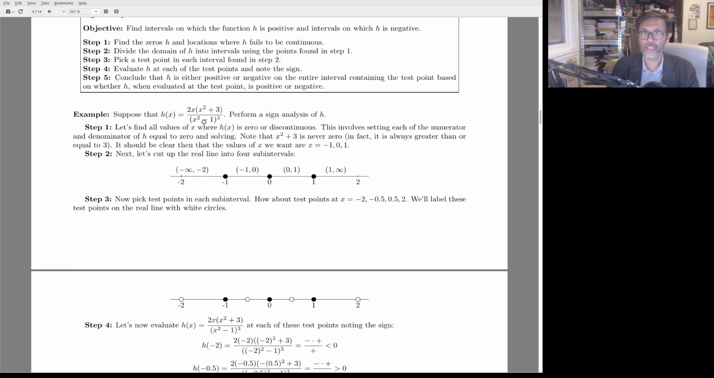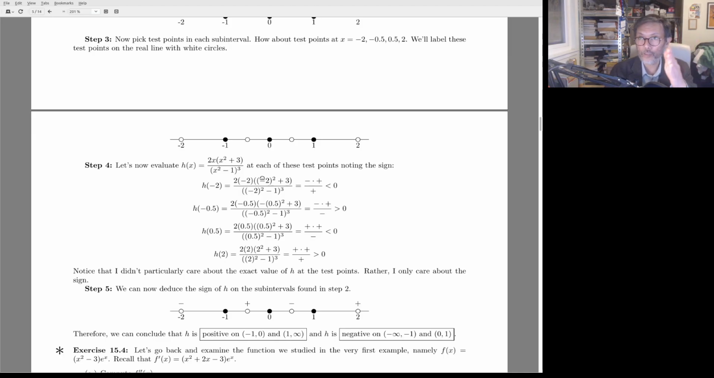That corresponds to being a discontinuity. Okay. So I picked 4 test points. And now what I'm going to do is shove those test points into the function and test for sign. SIGN.